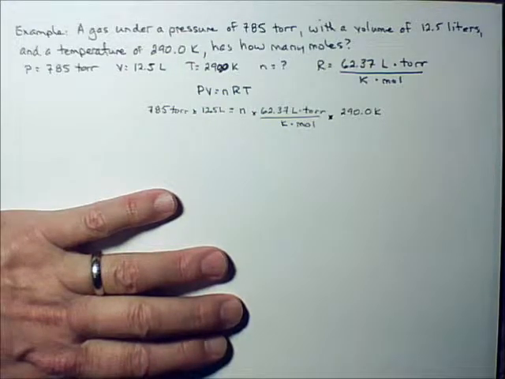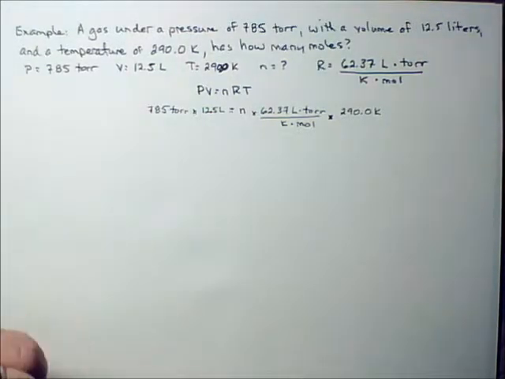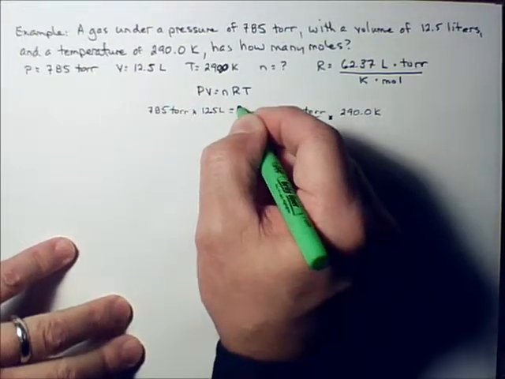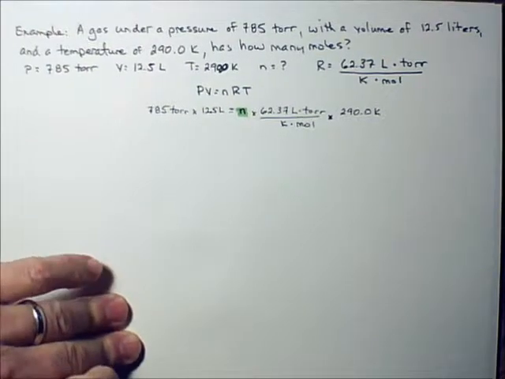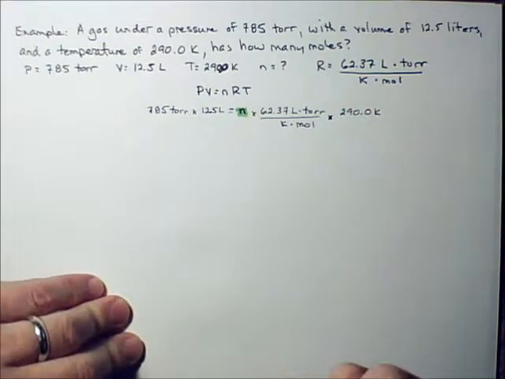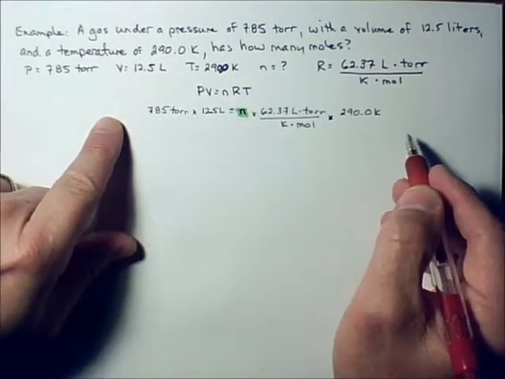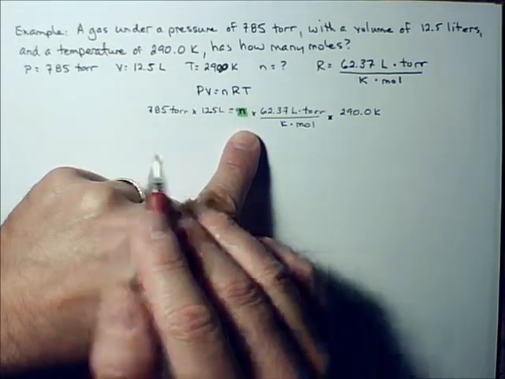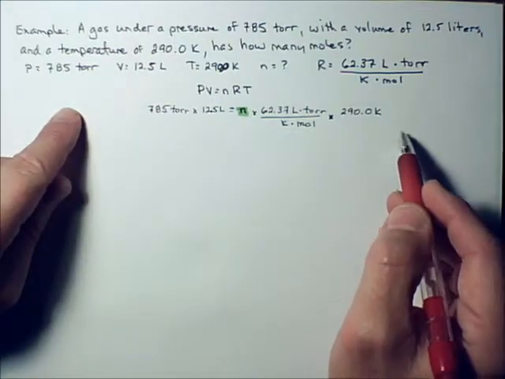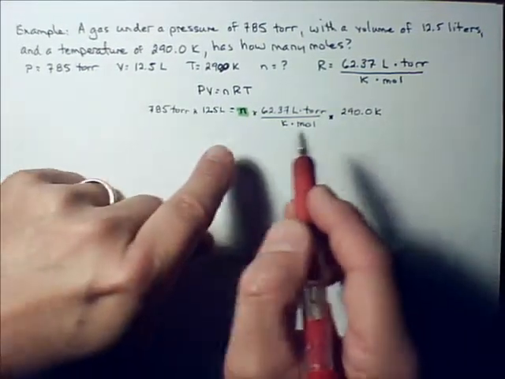We've got to get the unknown by itself. Our unknown is moles, N. The way you do that is to multiply by those things on both sides of the equation that will allow us to get N by itself. You're going to multiply both sides of the equation by things that are going to allow us to get N by itself.